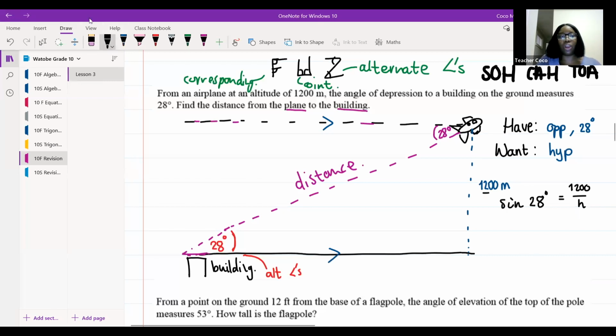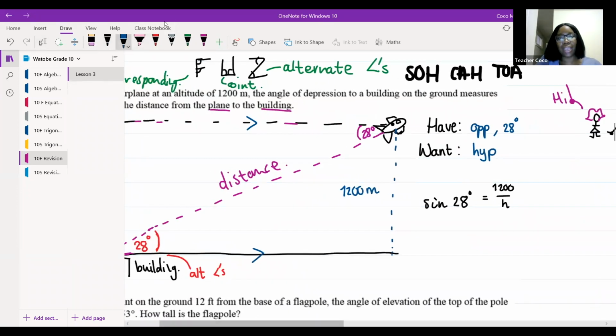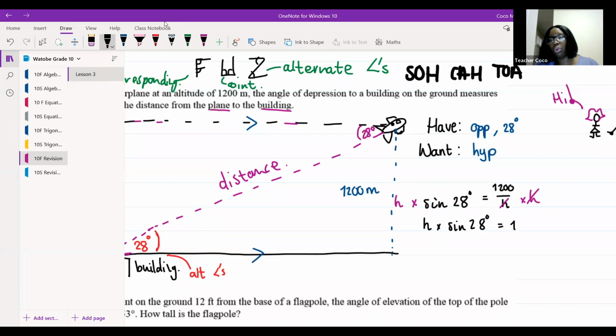Now, let's look at what we've got. 1,200 meters. Who can remind me what the next step is? That's it, you've got it. Our next step is to multiply both sides by h, because we're trying to isolate h, and we don't like the fact that h is in the denominator. So h divided by h will give us 1. What I will have left is h times sine of 28 degrees is equal to 1,200.